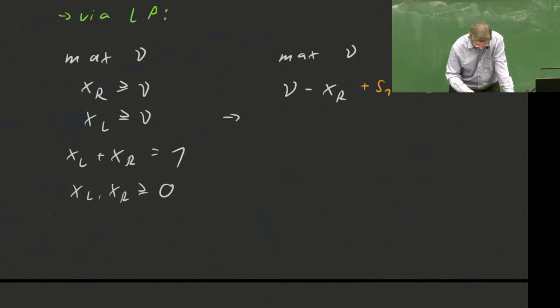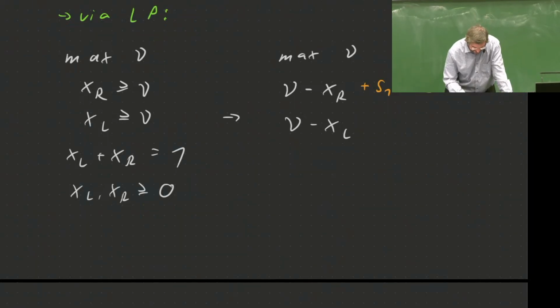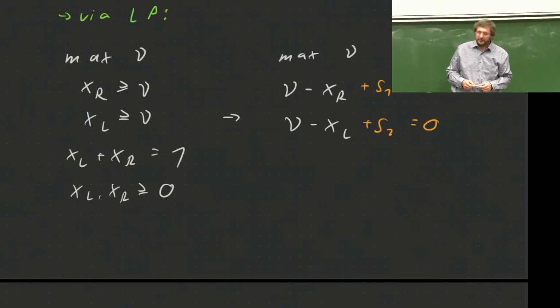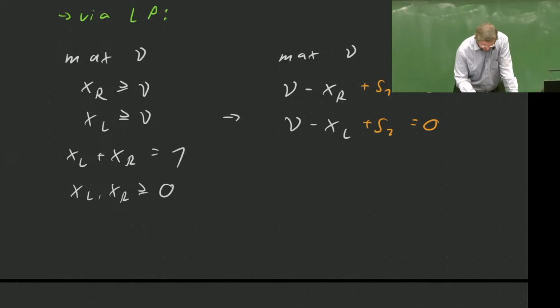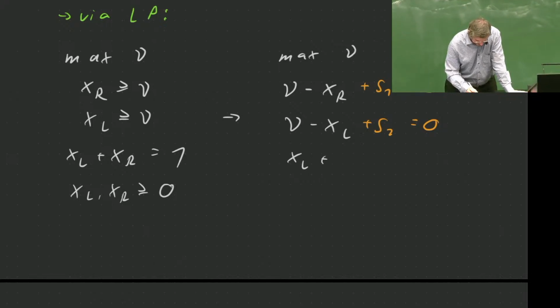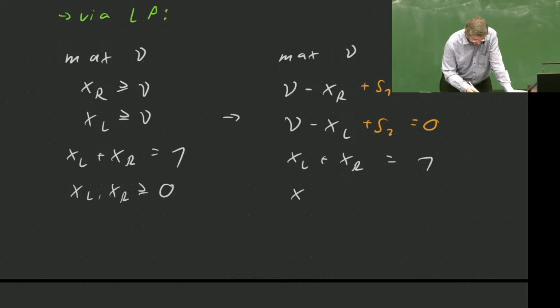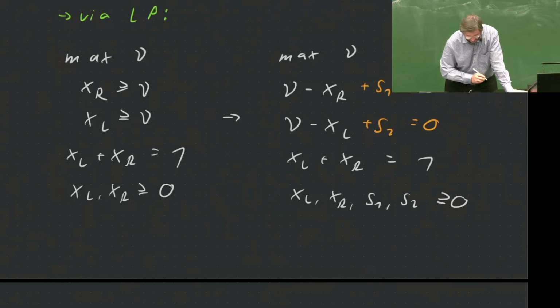And I can do the same thing with this equation. So nu minus xl is less or equal to 0. So I can add a possibly different slack variable here to get that to be equal to 0. This equation here already is an equality, so I don't need to do anything about that just yet. And then all these variables here are greater or equal to 0.